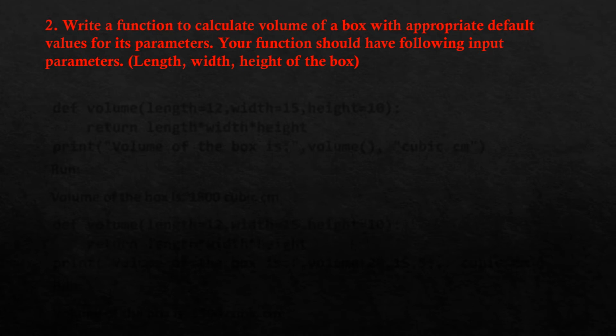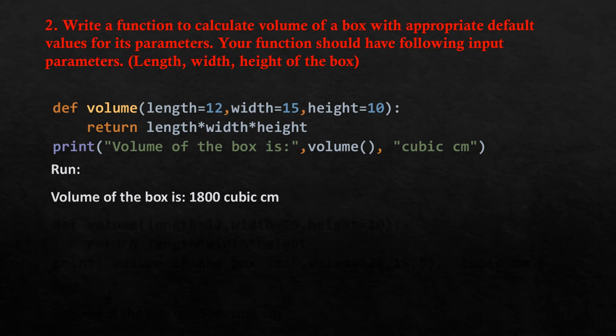Here you have to write a function that will calculate the volume of a box with appropriate default values for its parameters, and it will take the parameters as length, width and height. Let's see. We have defined a function called volume. Here we have passed the parameters length, width, and height with some default values. Let's say length is 12, width is 15, and height is 10. And if you run the program, while calling the volume function, we have not passed any values. So it will take the default values. And the output is showing like this. Volume of the box is 1800 cubic centimeter.